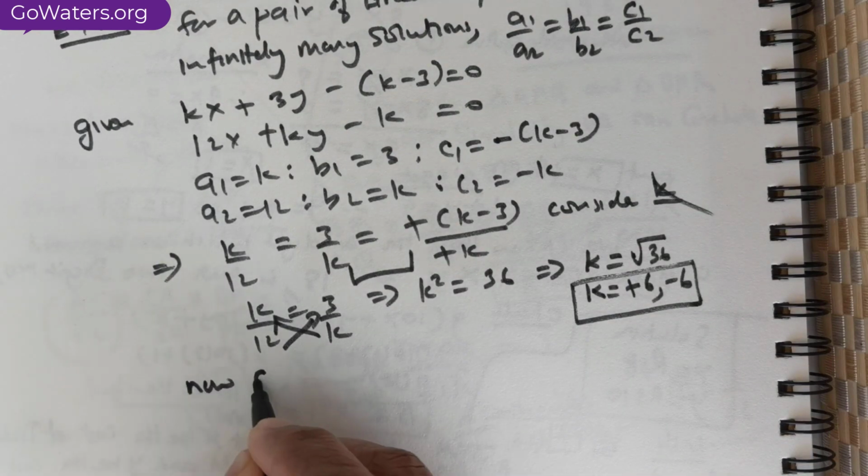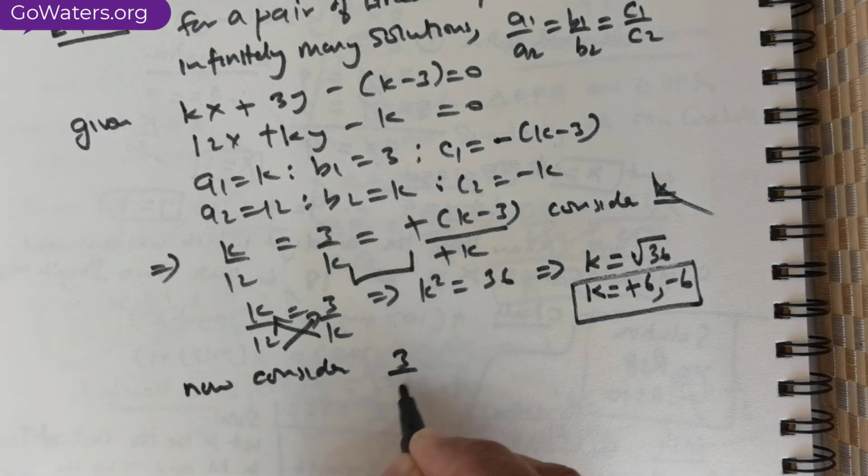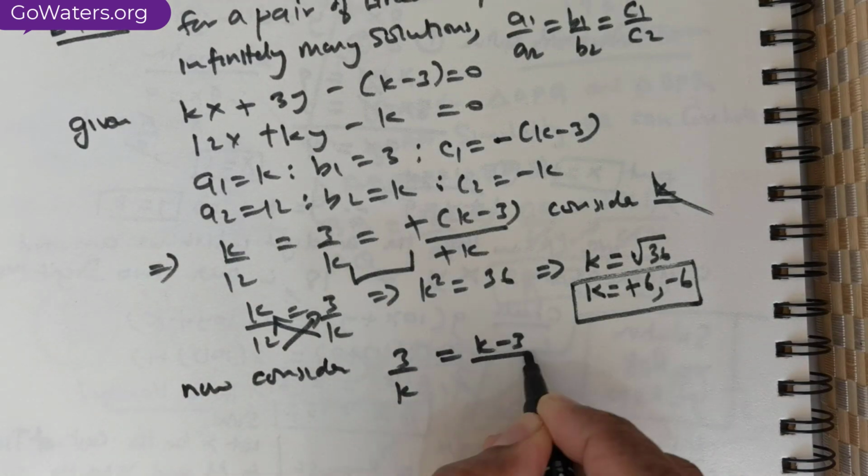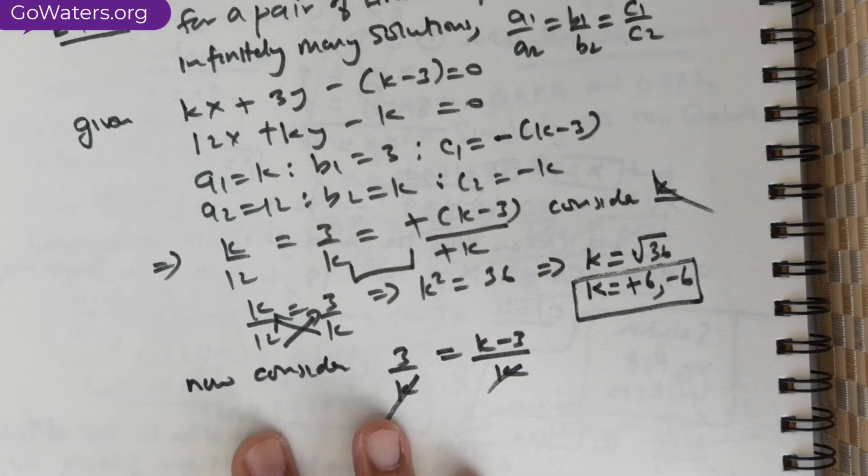Now consider 3/k = (k - 3)/k. Now k can be cancelled here.